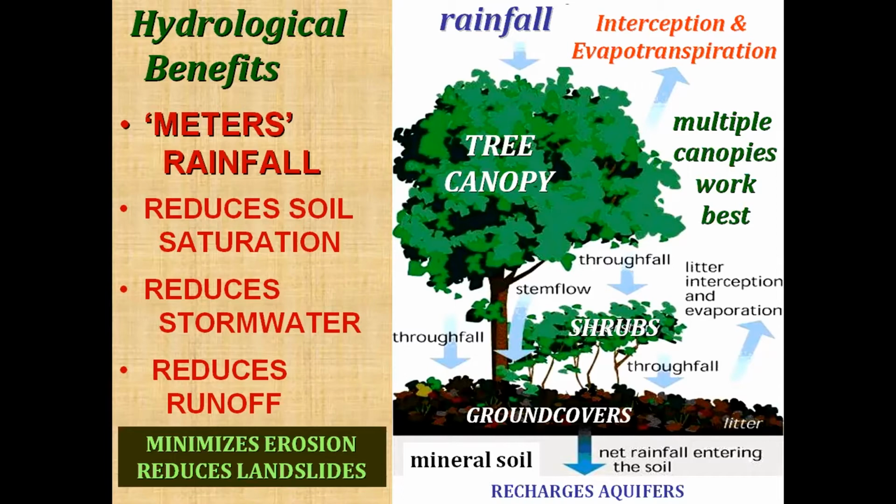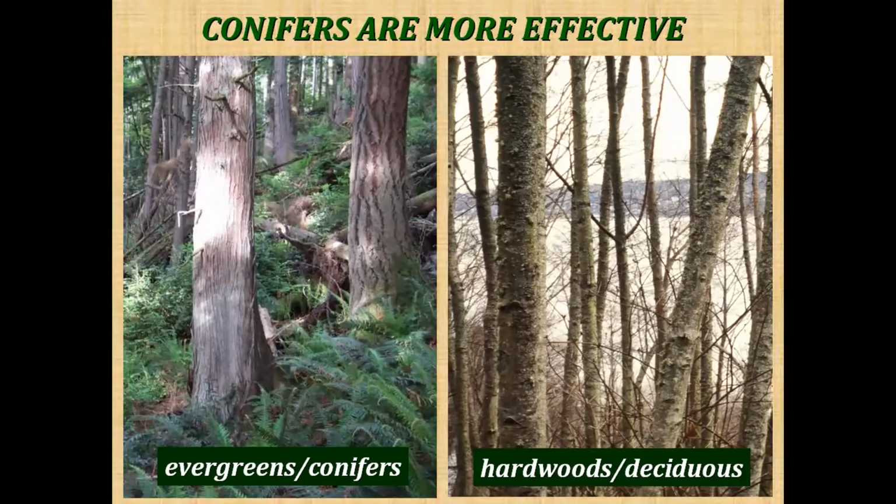Trees and other vegetation also take up water through evaporation on the leaves and transpiration of the vegetation, which helps to maintain its biologic structures. So all of this reduces the process of soil saturation, which reduces stormwater, which reduces runoff and minimizes erosion and reduces landslides. Conifers evapotranspire and keep their needles all year, rather than hardwoods, which are deciduous and lose their leaves in the fall, right about the time the rains are increasing.